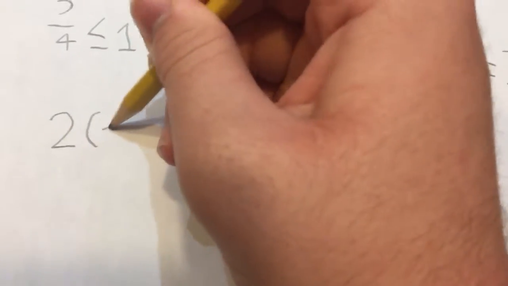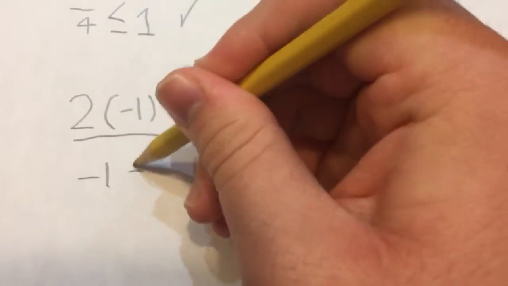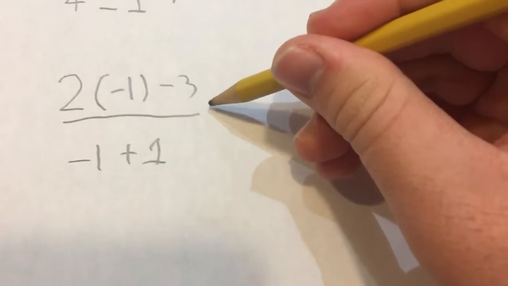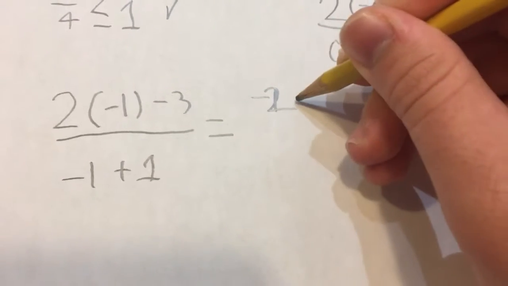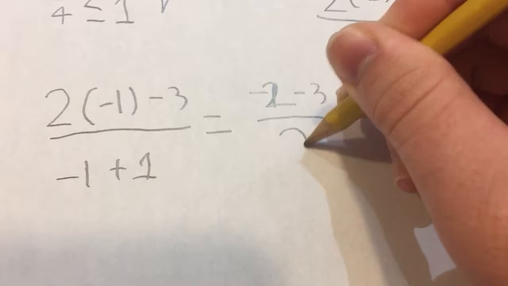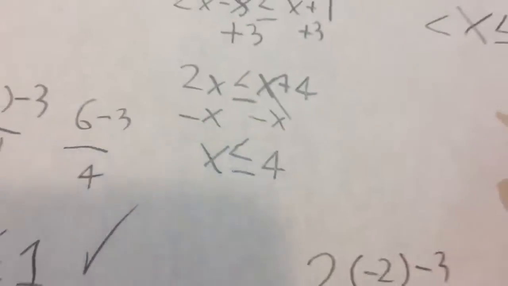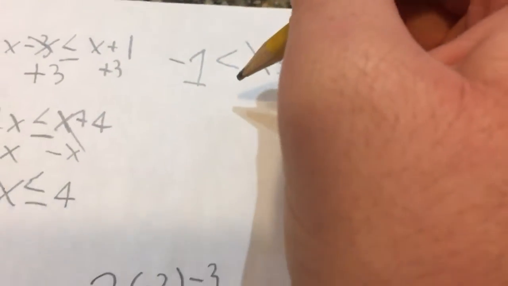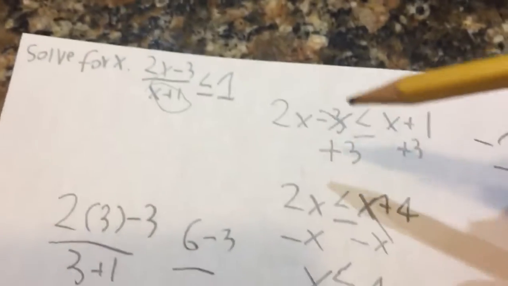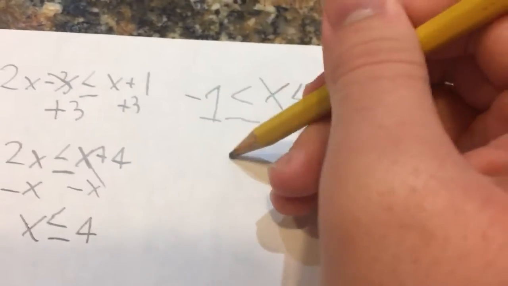So 2 times negative 1 minus 3 over negative 1 plus 1 equals, so we have negative 2 minus 3 over 0. Now, that is less than or equal to 1. So we know negative 1 can be here, and since we used negative 1 and it was still less than or equal to regular 1, we know that x is greater than or equal to negative 1. So that is our end point.